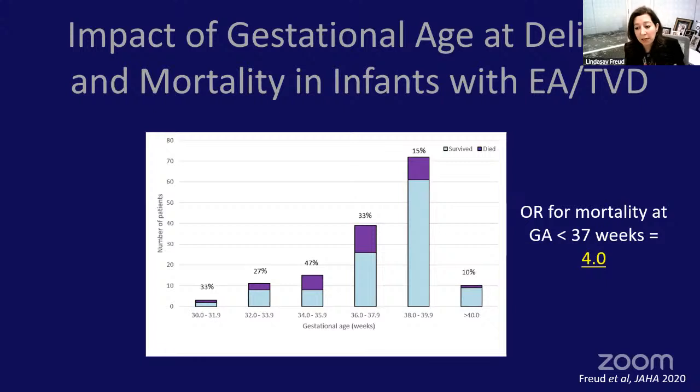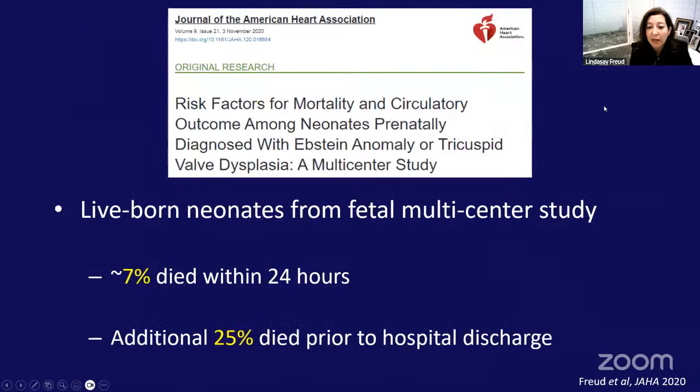So may not be the ideal 38 to 39 week fetus with congenital heart disease that's born to go on for their neonatal cardiac surgery, but given the instability for this particular population, we really do still try and get them as far along as possible and ideally to 37 weeks.